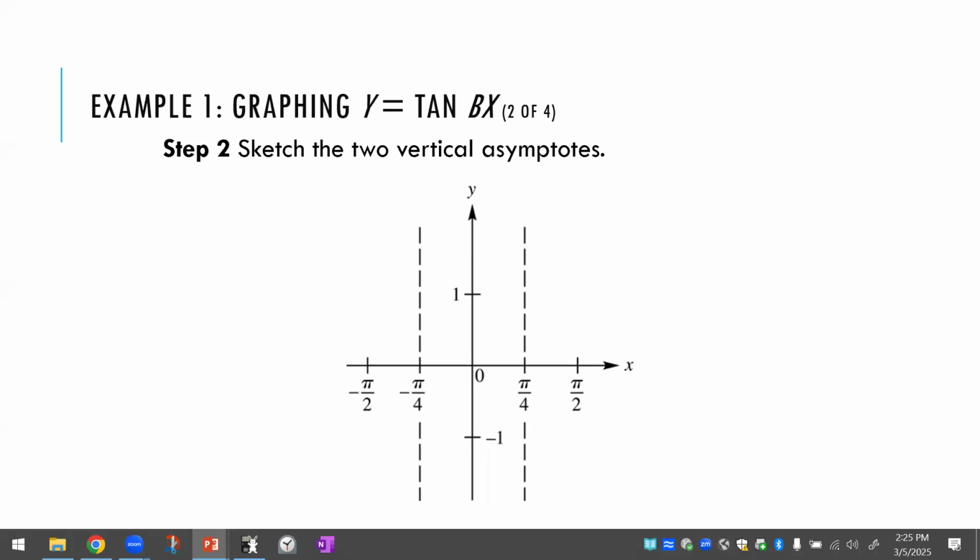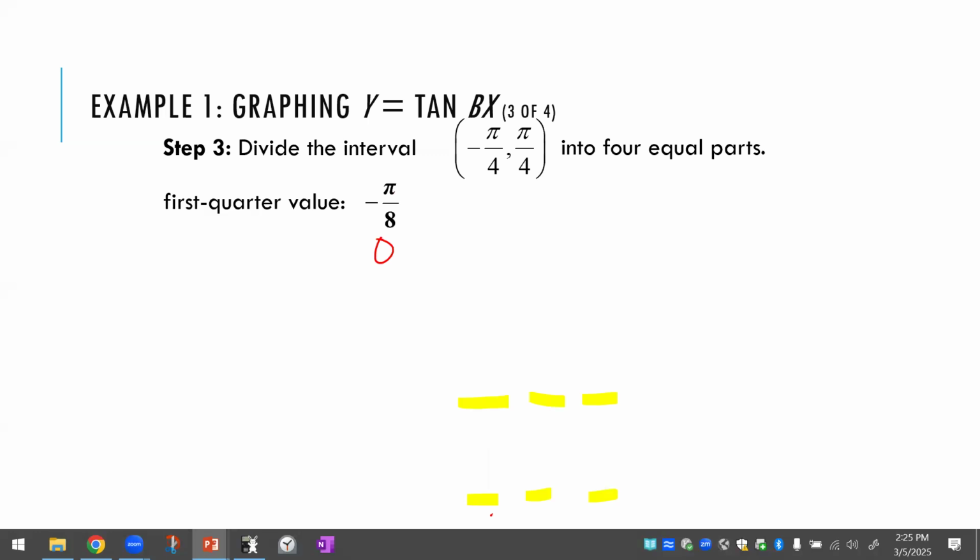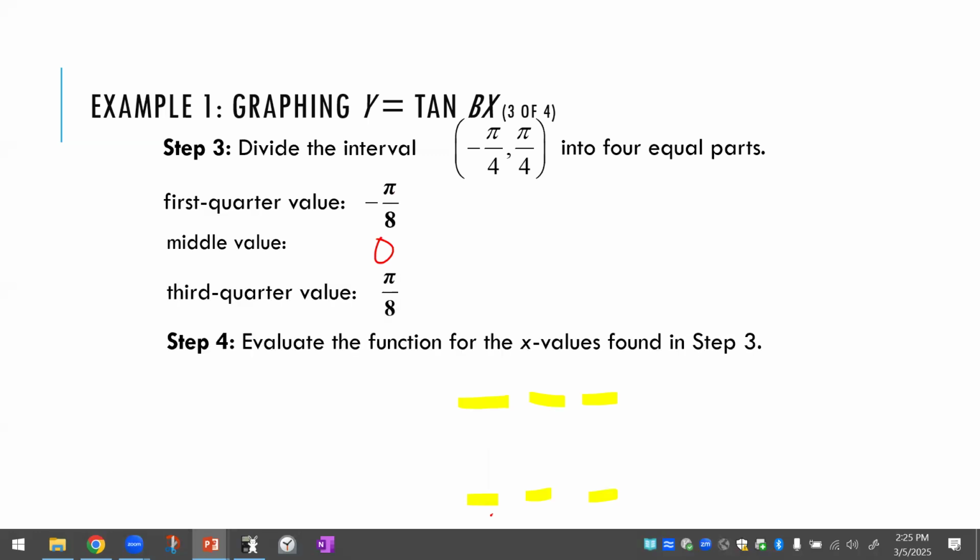Pi over 8. It's 1/8 pi. And so then it's going to be positive 1/8 pi and negative 1/8 pi. So okay, yeah, I thought I was stupid. No, you just had to think about it. Okay. So we end up with negative pi over 8 and 0 pi over 8.